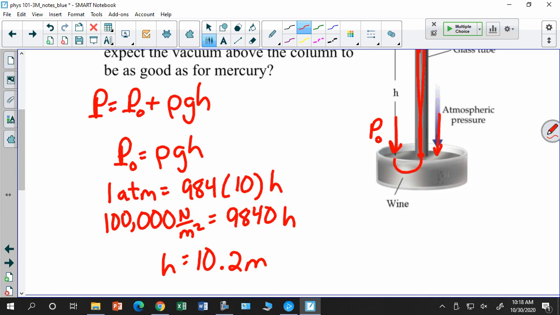Whereas a mercury barometer, do you know what the height of a mercury barometer is at 1 atmosphere? It's really small. It's 7.6 centimeters. It's about that big. 760 millimeters. You've heard that. That's atmospheric pressure. That's the height of that column at 1 atmosphere.